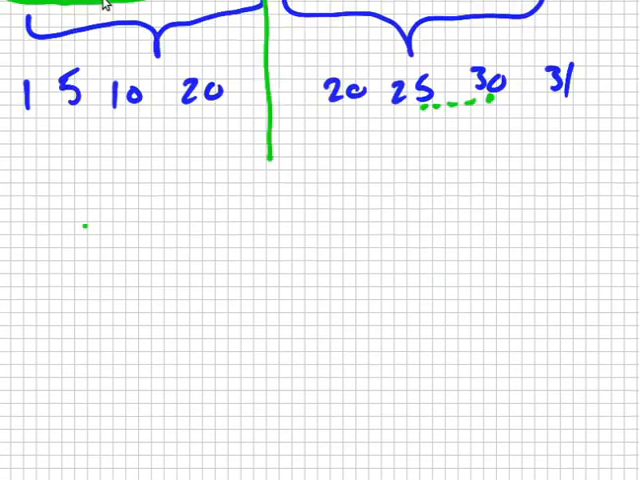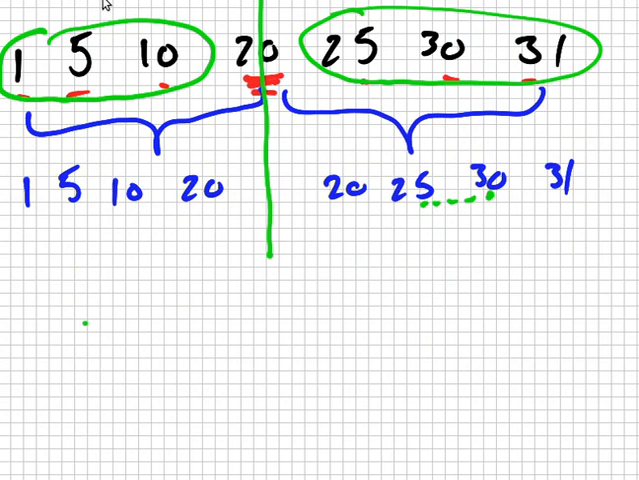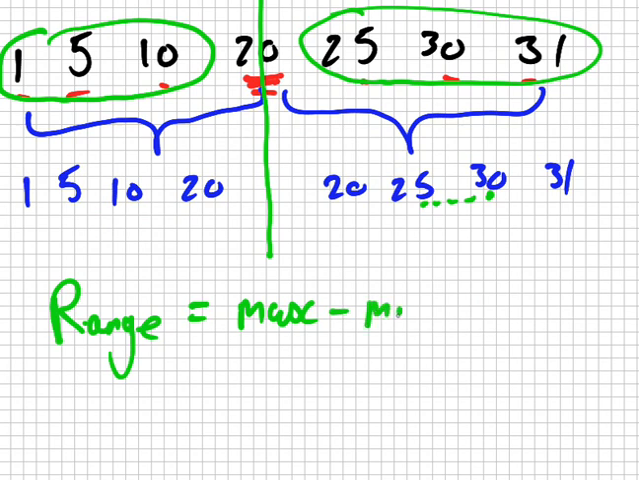Just before I do that, a tiny bit of vocabulary. Just to be clear, when we talk about the range, we're talking about the maximum minus the minimum. So in this case, what would that be? 30. 31 minus 1.